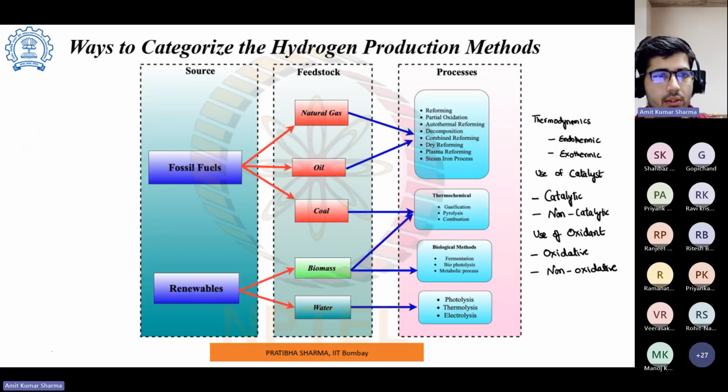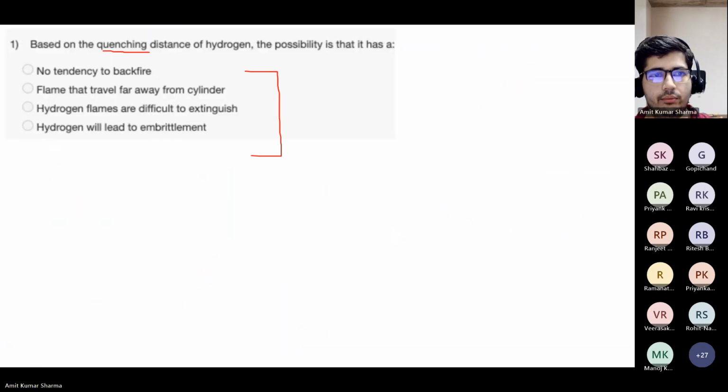So now see the options. The first is no tendency to backfire. So there is a tendency to backfire because the distance is very narrow. It's only 0.64 mm. So it can backfire. So option 1 is wrong.